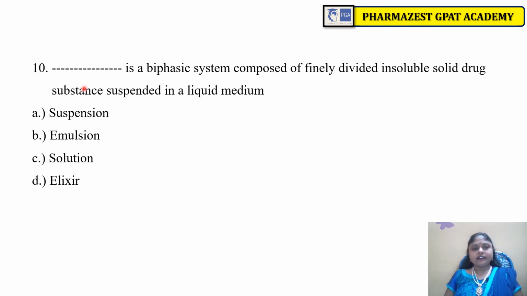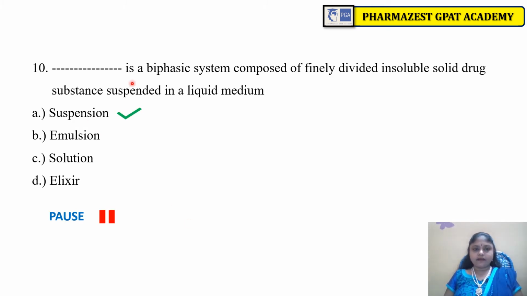And next, dash is a biphasic system composed of finely divided insoluble drug substance suspended in a liquid medium. The options are A. Suspension, B. Emulsion, C. Solution, and D. Elixir. So the right answer is suspension.